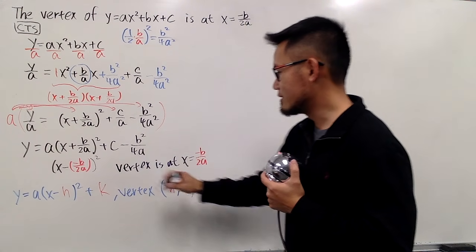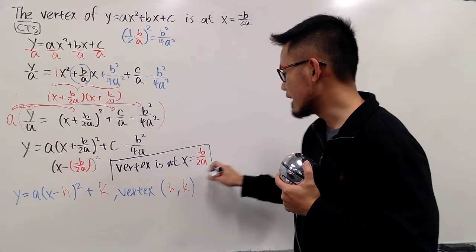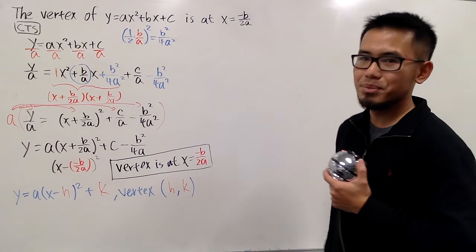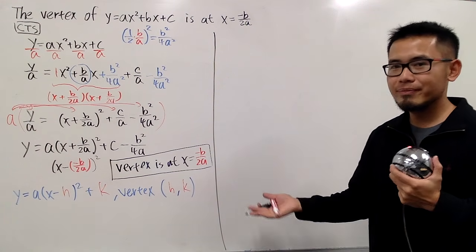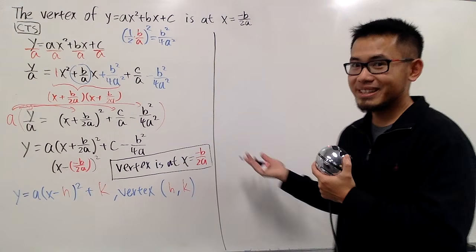But if you want to find out the y value, namely the k, it's just this. But this right here is the deal. The vertex of the parabola is at x equals to negative b over 2a. That's all. So that was it for the algebra way. Now let's move on to the calculus way.